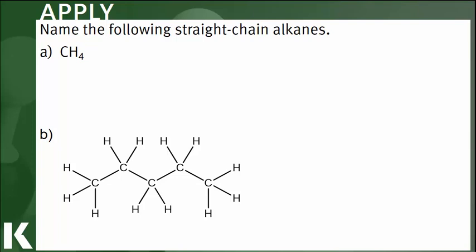Again, we always want to start by counting the number of carbons. In this case, we're given a formula to name. So how many carbons do we have here? Well, just one, and the prefix for a one-carbon molecule is meth. Put that with our suffix -ane, and we find that this molecule's name is methane.